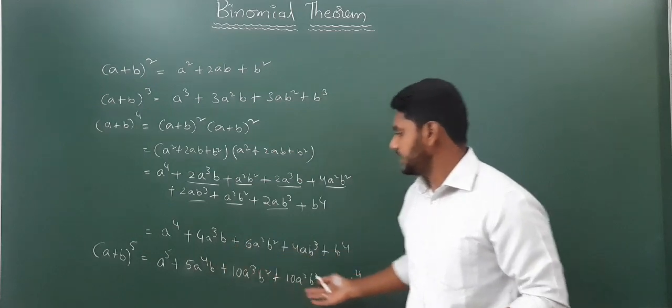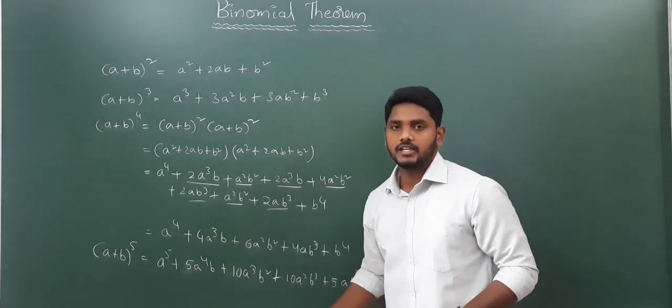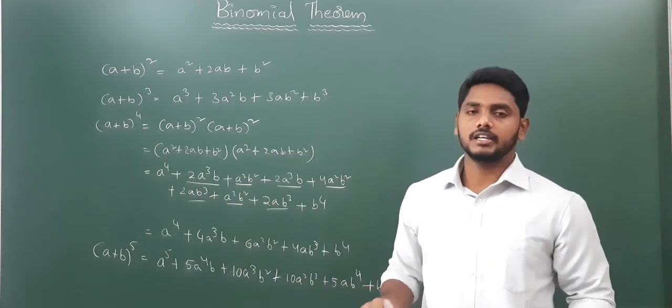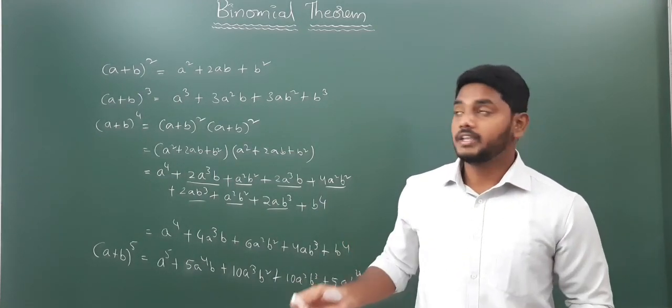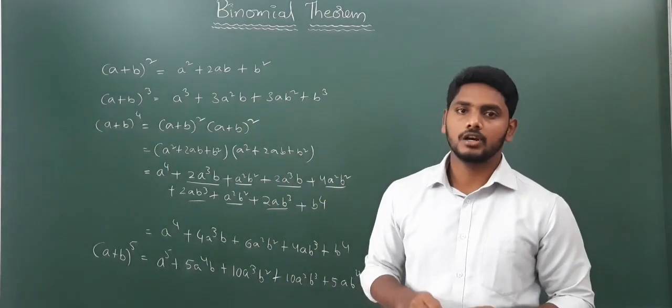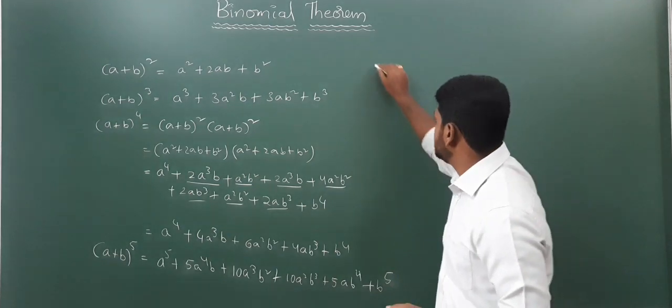These formulas I did not learn by heart. Not only (a plus b) whole power 5, (a plus b) whole power 10 also I will write, (a plus b) whole power 9, (a plus b) whole power 8, immediately I can write by using the binomial theorem. How can we explain it by using the binomial theorem? We can learn it.